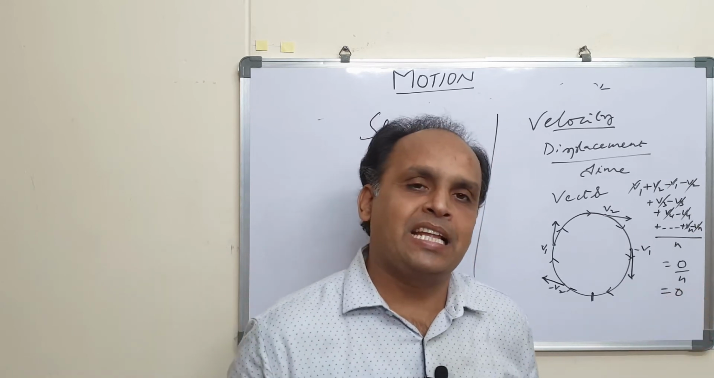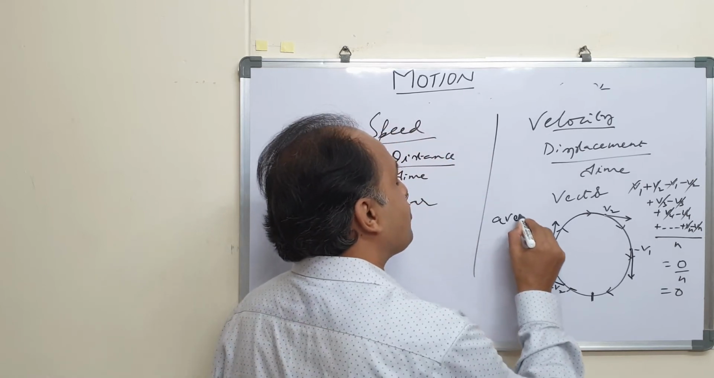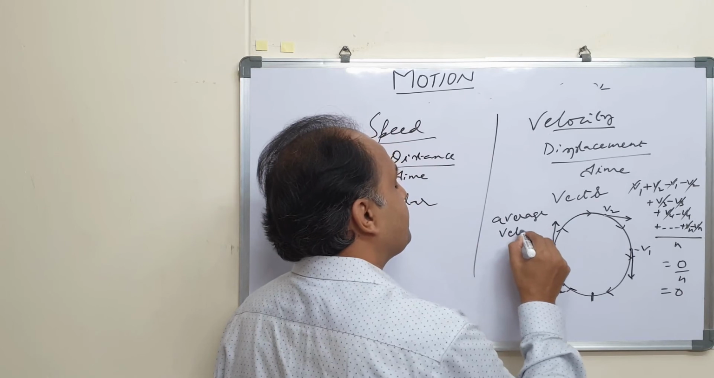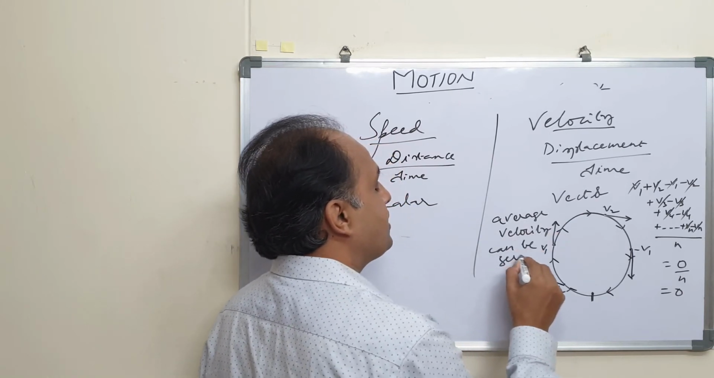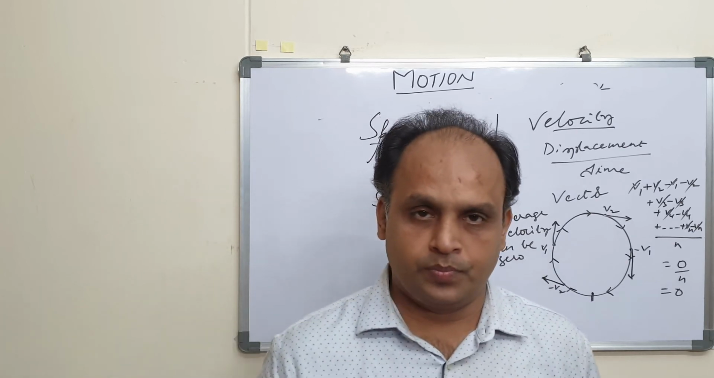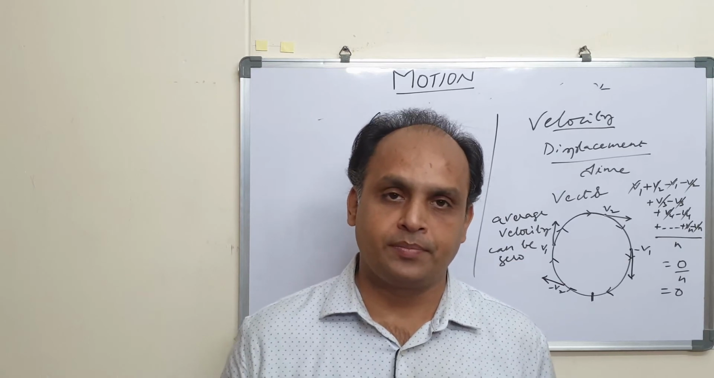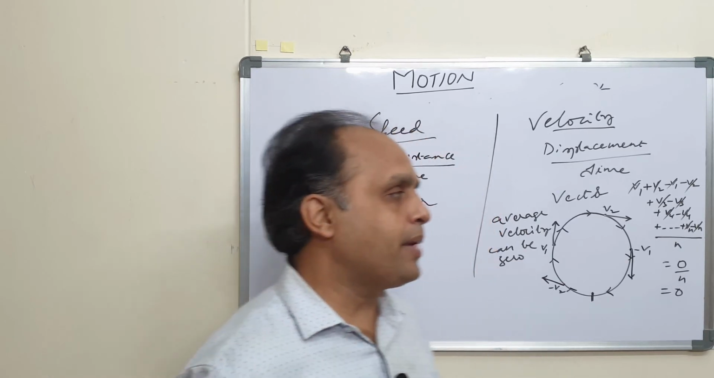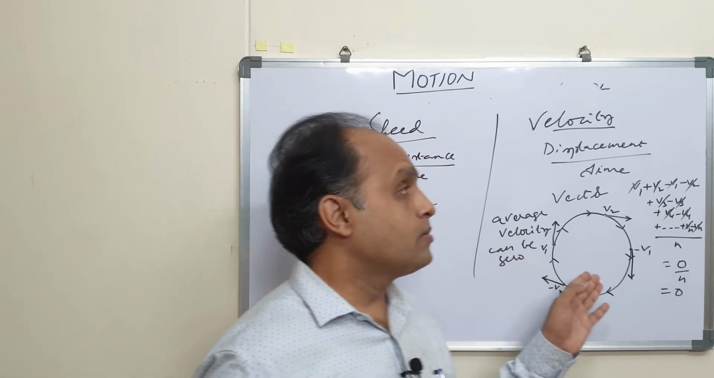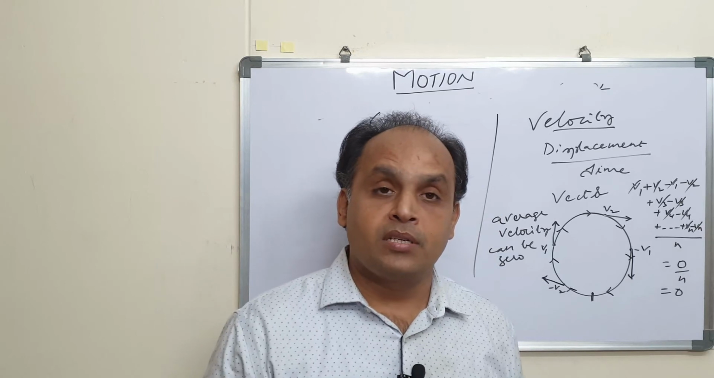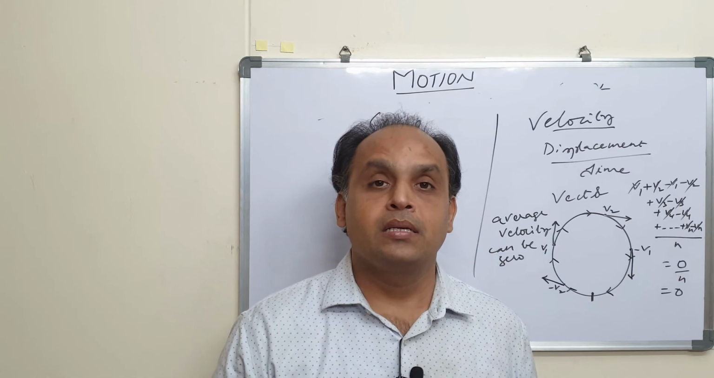So we cannot say that the body's velocity is 0, but the body's average velocity will be 0. Average velocity can be 0 when the body starts from one point and returns to the same point. Okay? And at the same time, speed can never be negative. It's always positive. Whereas velocity can be positive, can be negative, and also average velocity can be 0.